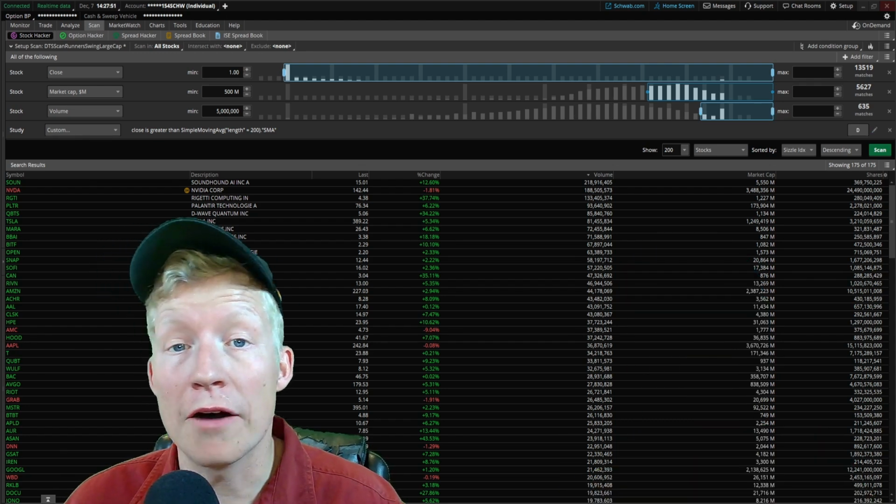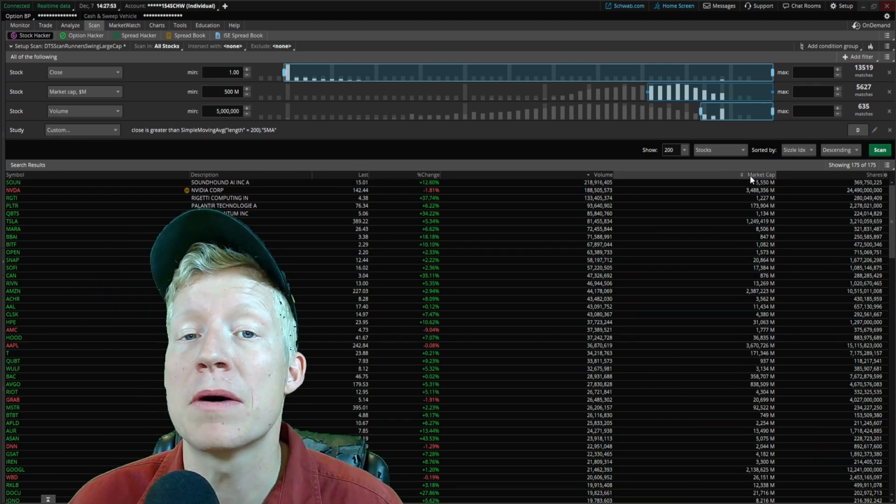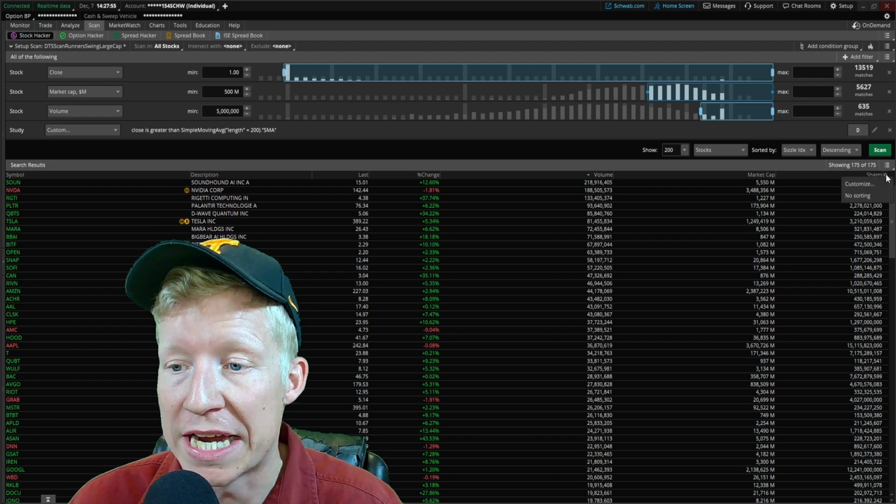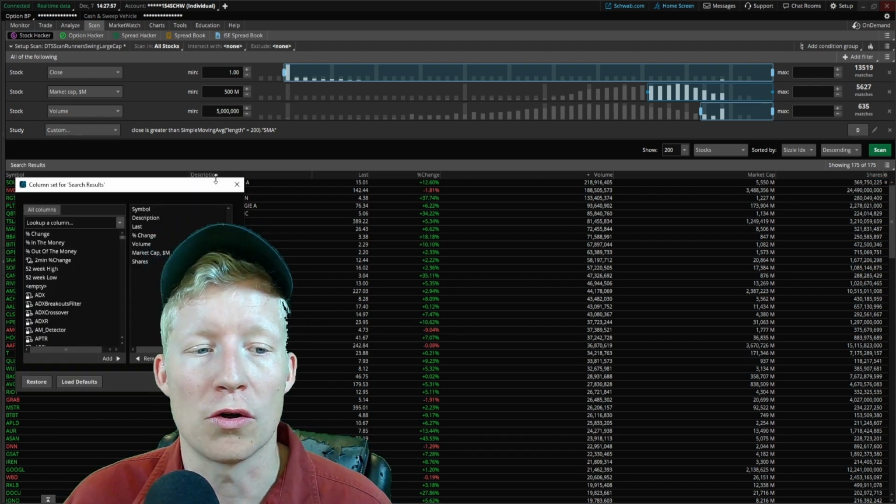Now, the magic of this scanner comes from a custom column that I have created. I'm going to click on this little cog here, go to customize.